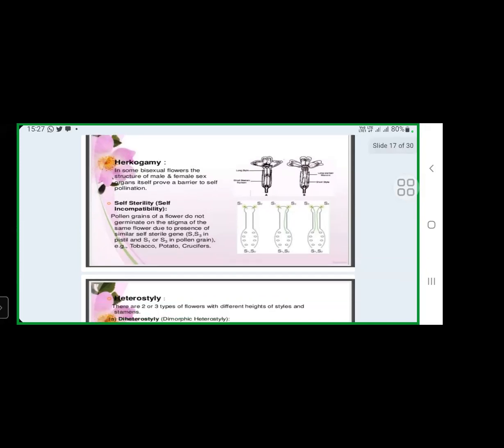You can observe these three alleles: S1, S2, S3. S2 and S3 are in the pistil and S1 and S2 are in the pollen grains. Tobacco, potato and cruciferous plants are all self-sterility, or self-incompatibility, plants. So that is herkogamy in this way.